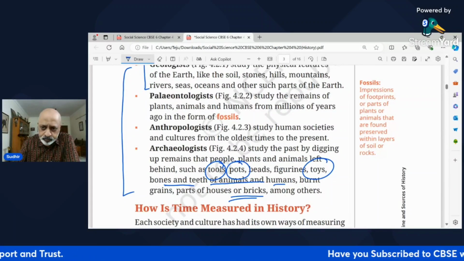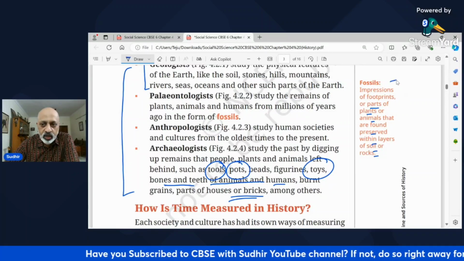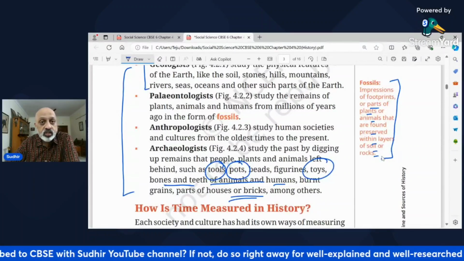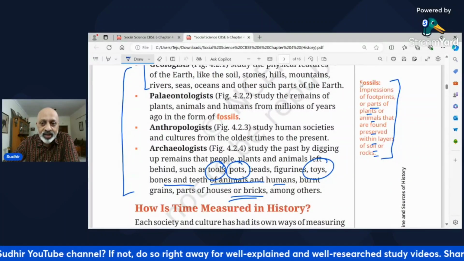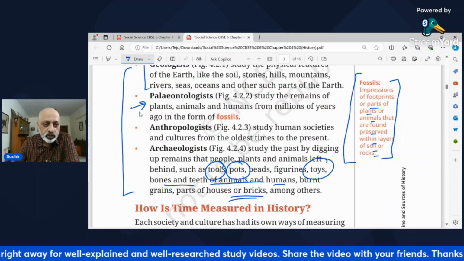Fossils are impressions or footprints or parts of plants or animals that are found preserved within layers of rocks. So these are all known. It could be rocks, it could be plant fossils or animal fossils, etc. That's what constitutes fossils, and that's what is used by paleontologists.